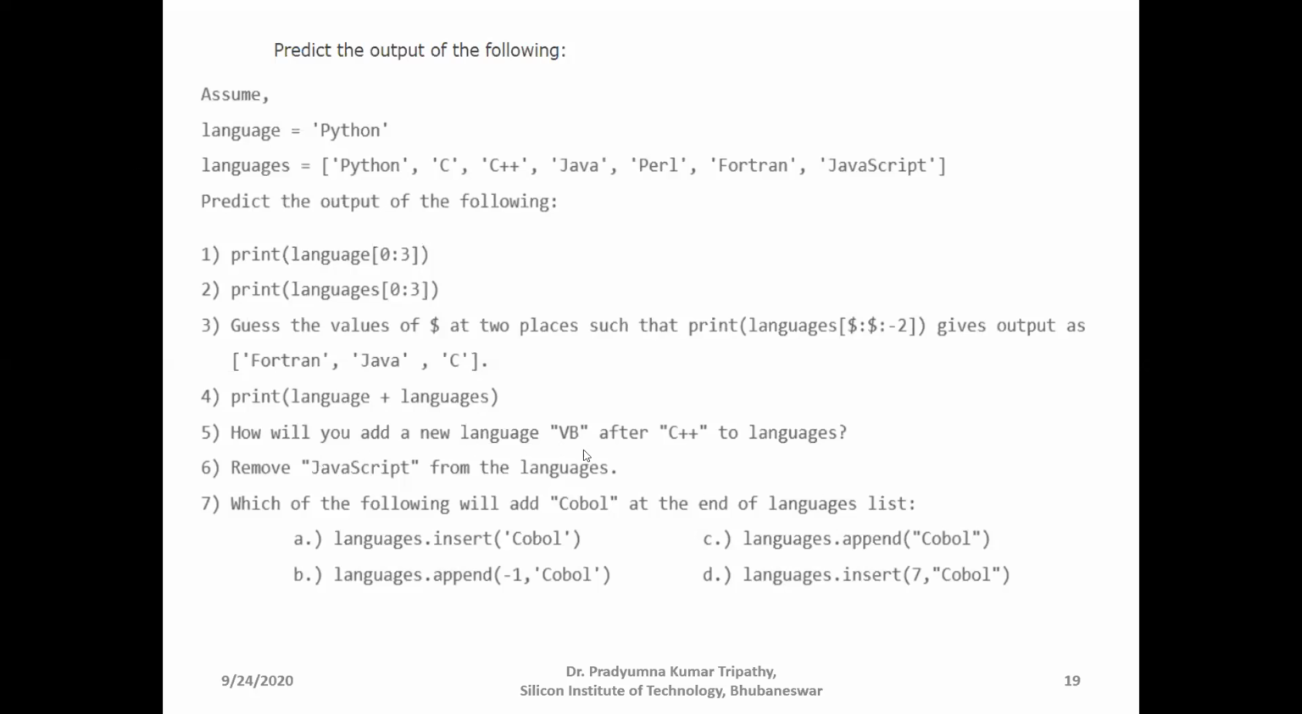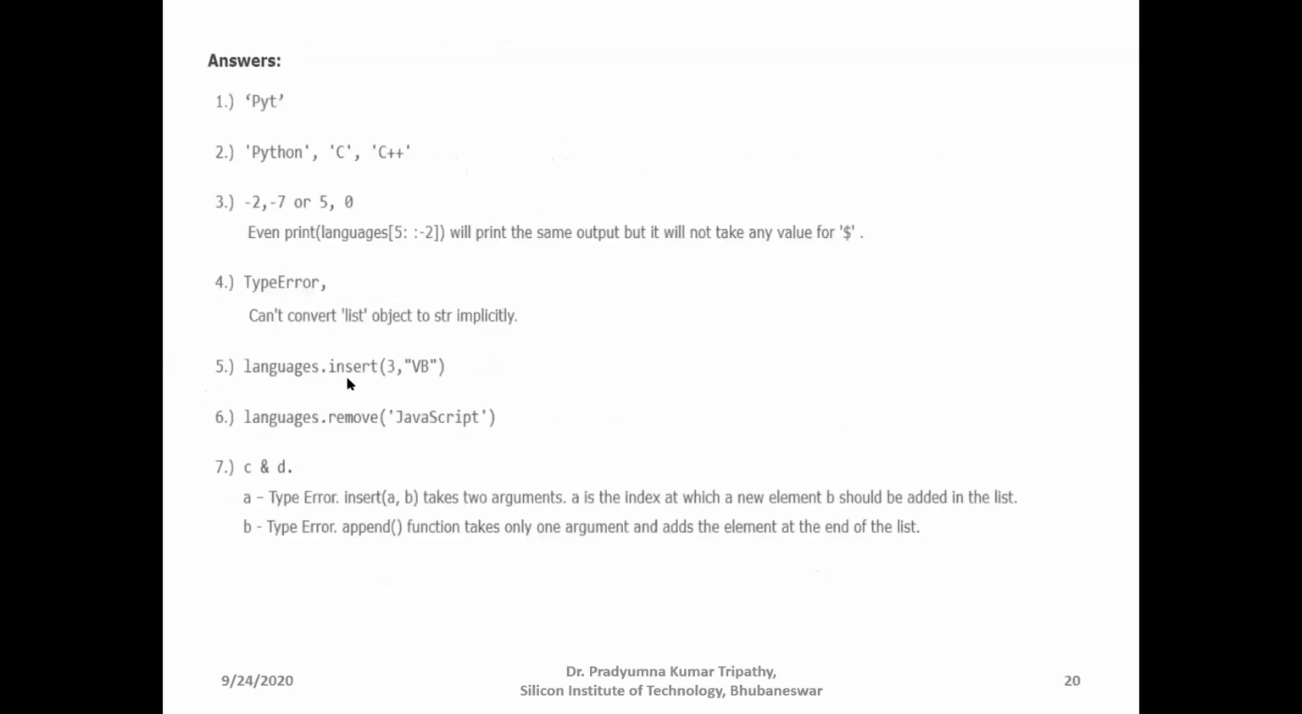Right? How will you add a new language VB after C++? I want to add VB after C++ at a particular index. This is 0, 1, 2. This is starting 0, 1, 2. So here I have to insert. Correct? Language dot insert. So I just have to insert. I have to insert at which position? Three position, and give. Correct?